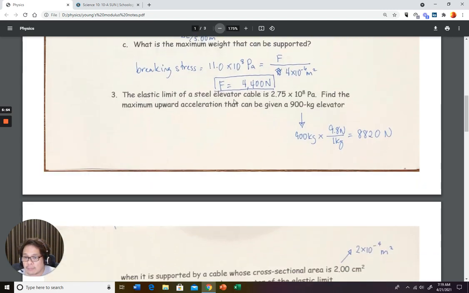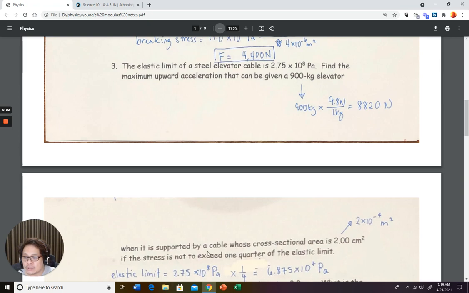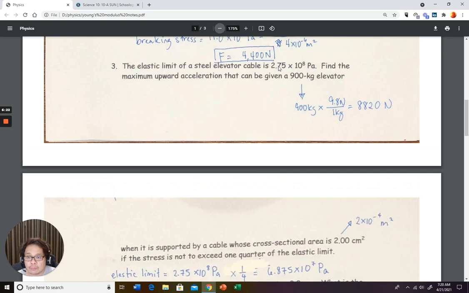So the elastic limit is given. It says it is supported by a cable whose cross-sectional area is 2.00 cm squared. So convert that, because we need it in MKS when we use Young's modulus. It is not to exceed 1/4. What is 1/4? So we multiply 2.75 by 1/4. You get 6.875 times 10 raised to the 7 Pascal.